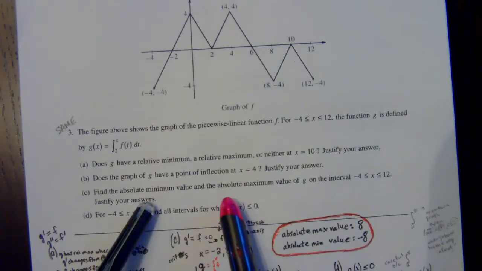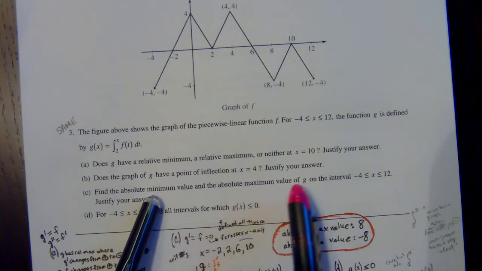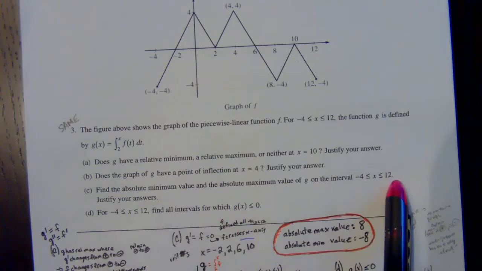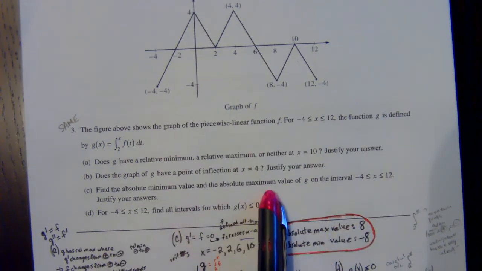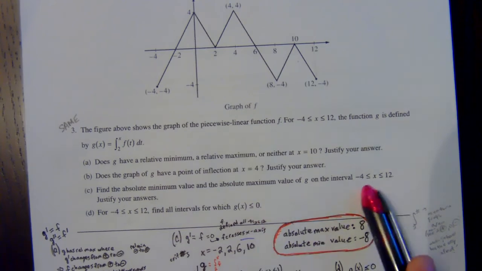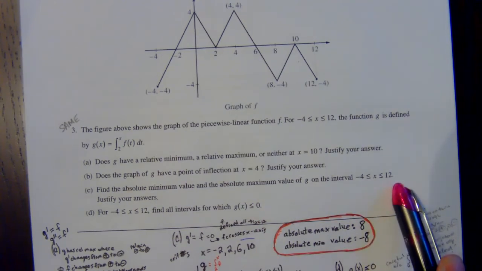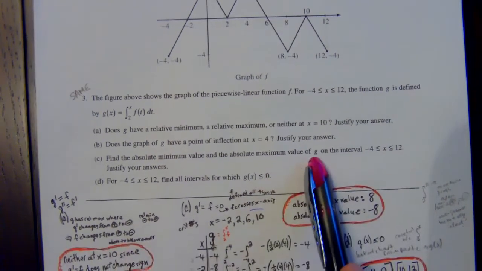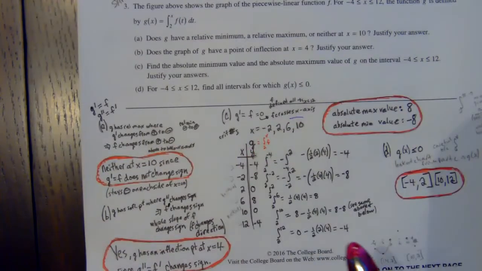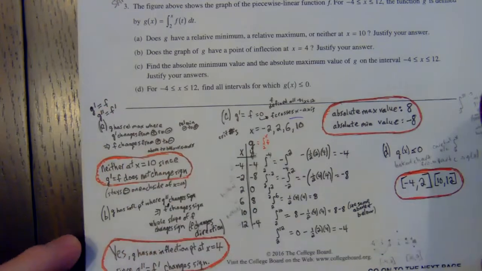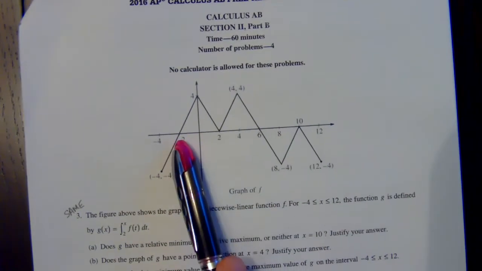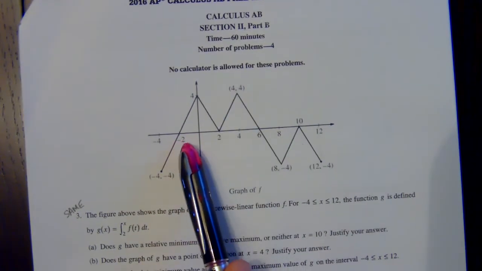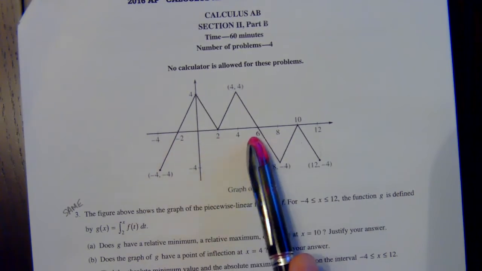All right, now letter C wants me to find an absolute min and the absolute max on G in between -4 and 12. So remember, absolute max and min problems, you got to make an XY chart and you got to check the endpoints of your interval and any critical numbers there. So the critical numbers are where the derivative is equal to 0. Now it says on G, so I want to know where does G prime equal 0, and G prime is equal to f. So f is equal to 0 where it crosses the x-axis, where it hits the x-axis. That's -2, 2, 6, and 10.